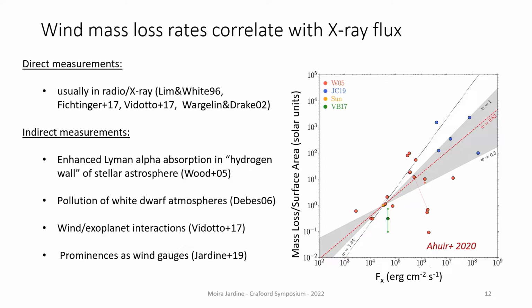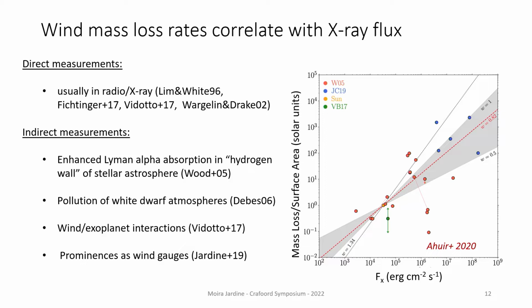Now, each of those points is a star that's been observed, and the lines are results of different theoretical predictions. Now, at which point, all the theorists wipe their brows and say, thank goodness, because the lines go through the data points. How often does that happen?